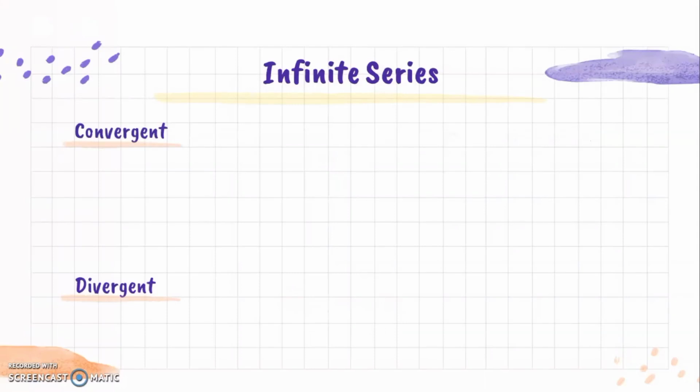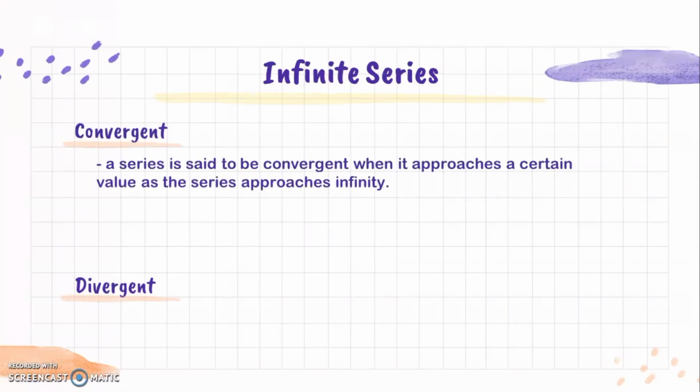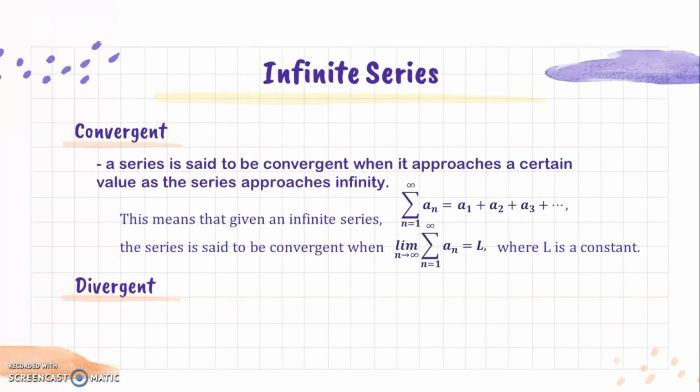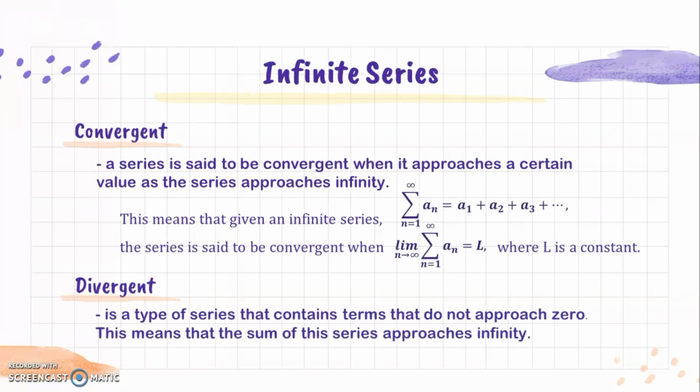The difference between the two is that a series is said to be convergent when it approaches a certain value as the series approaches infinity. So here is the definition, wherein this notation simply means that as a series goes to infinity, it approaches a certain value, or it has a limit that is a constant, then it is convergent. Meanwhile, a divergent series is a type of series that contains terms that do not approach zero. This means that the sum of this series approaches infinity.